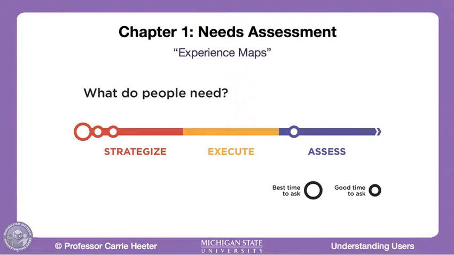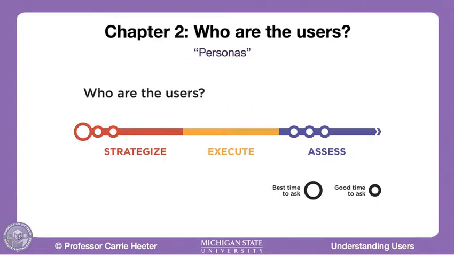I'll take you on a quick tour of the Validating Research book, which also takes that idea of there being different phases of a project. Strategizing is in the red, executing it is in the orange or yellow, and assessing it is in the blue. And so each of the chapters and methods shows which is the big circle, the best time to ask these questions, and the smaller circle is a good time to ask. So chapter 1 is about needs assessment. That's big in strategizing and then shows up a little bit in assessment at the end.